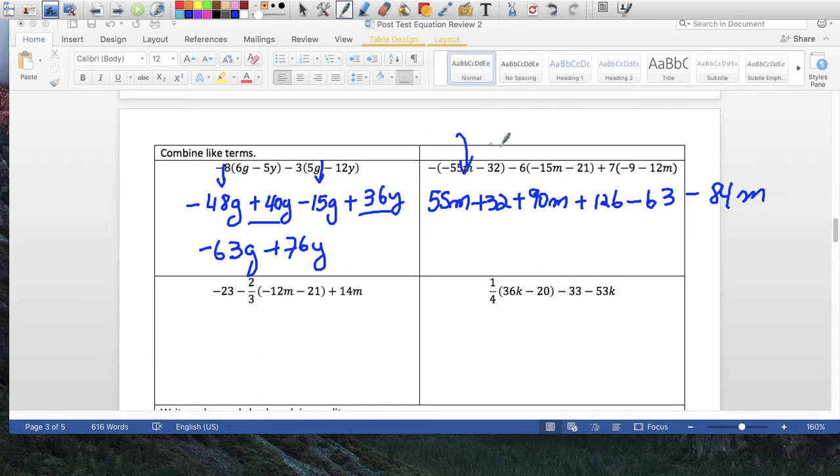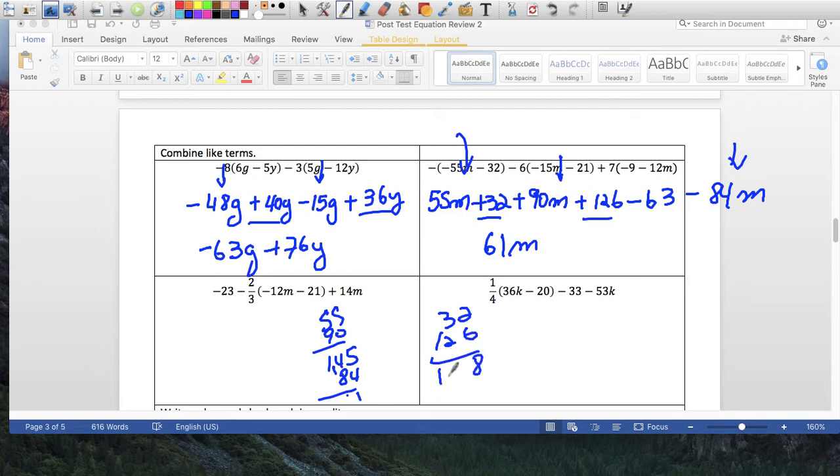We can combine these three guys, all the m's. I get 55 and 90, which is 145, and then I'm going to subtract 84, which gives 61m. Positive 32 and 126, it's 158, and then I've got to subtract 63, which is 95, so plus 95.